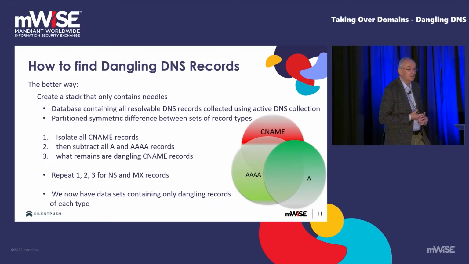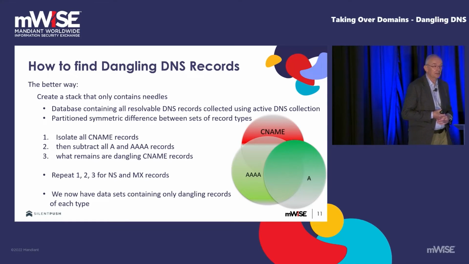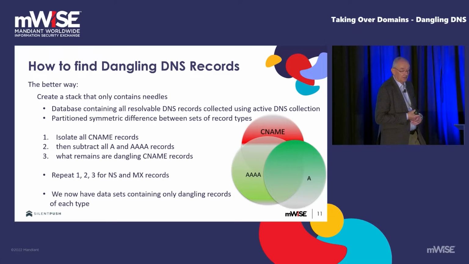Because ideally all the CNAMEs should map to A records, and we'd be laughing, right? We wouldn't have anything to worry about. So this is obviously not the case. So when we do this, we'll take the CNAMEs, subtract all of those. So now we have dangling CNAMEs as the outcome of this. We can do the same for name servers and MX records.